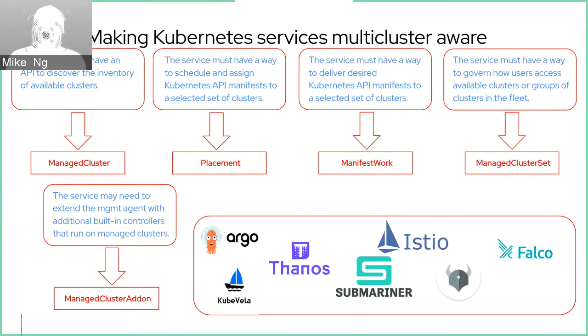Another multi-cluster aware service requirement is that it must be able to deliver Kubernetes API manifests to a selected set of clusters. For delivery of configuration, Open Cluster Management has a ManifestWork API which provides a simple way to specify one or more Kubernetes manifests that should be delivered and reconciled against the managed clusters.